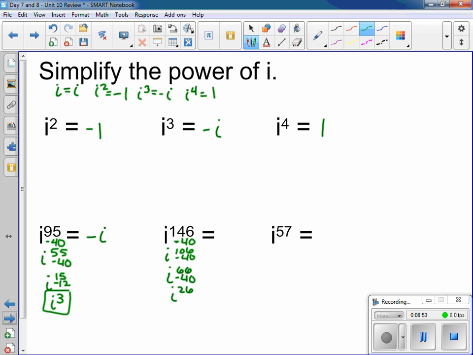And then I ask myself, what number is close to 26 that's divisible by 4? And I think of 24. So I'm left with i squared. i squared is equivalent to negative 1. And then I get i to the 57.